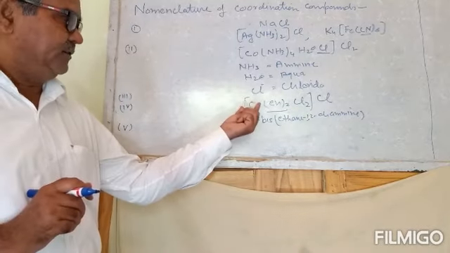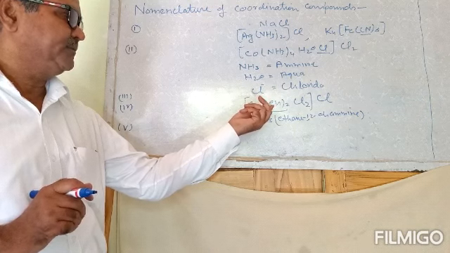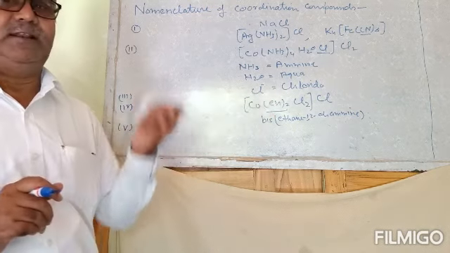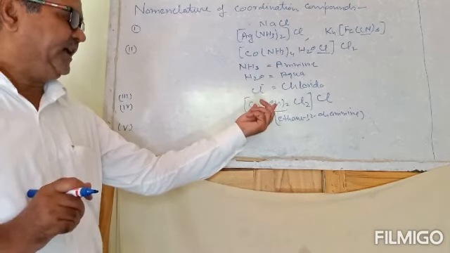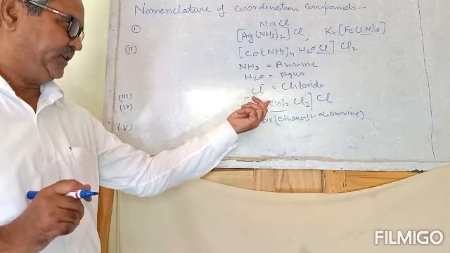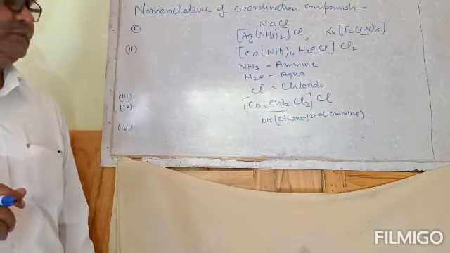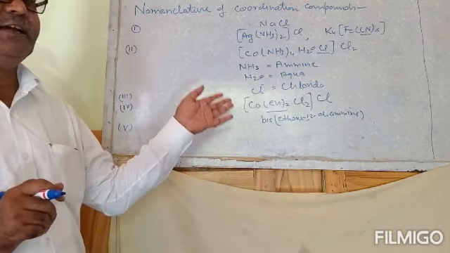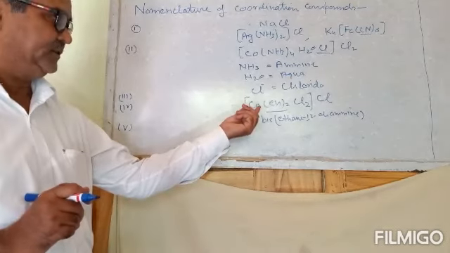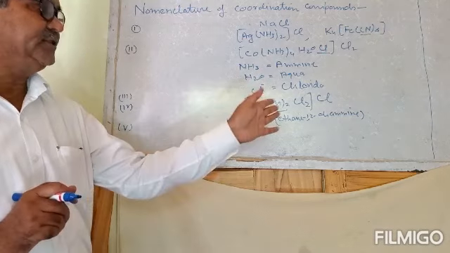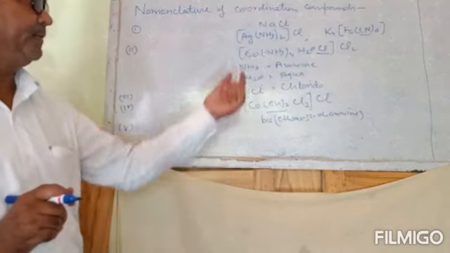Name of the metal, if it is a part of the cationic part. If the metal is present in the cationic part, then it is named as such, as the element. For example, it is cobalt, so it will be written as cobalt, followed by the oxidation number.